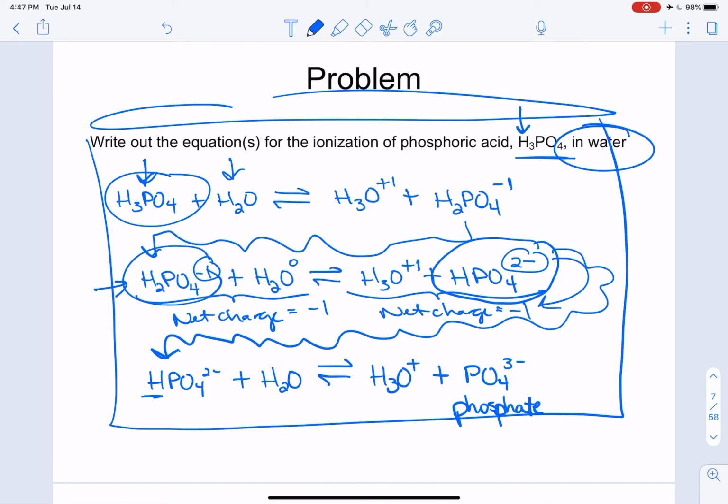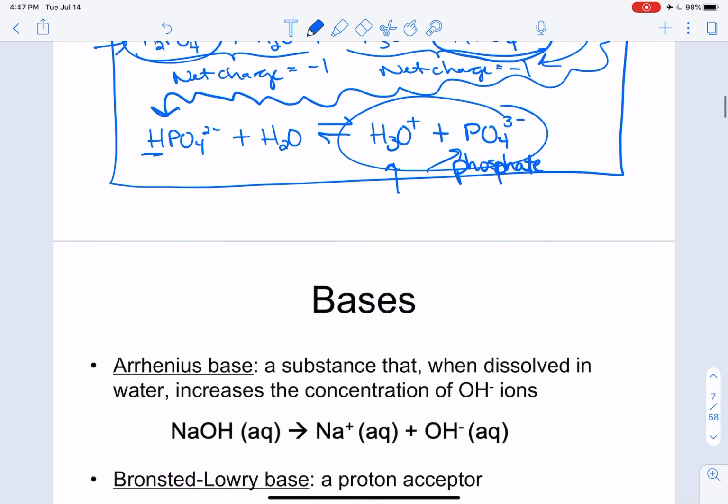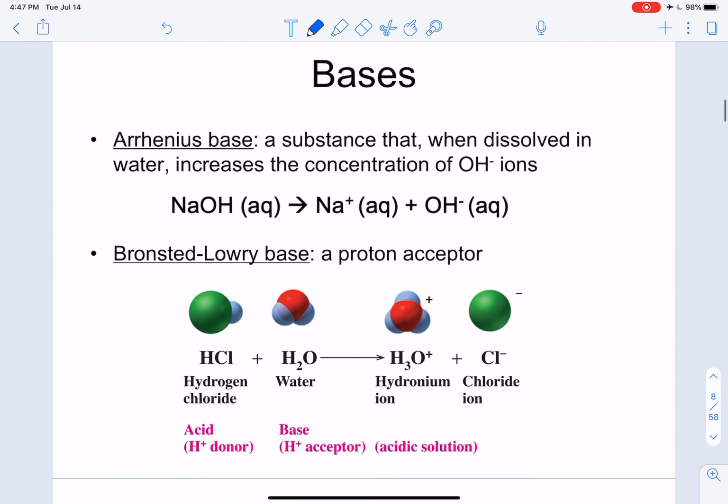Now, another little quirk here, you guys: it doesn't matter if you write hydronium first in the products or the other product. So I could have written PO4 3- first and then written plus H3O+. Doesn't matter at all. This reaction gives off these two products and they go swimming around in the beaker. It doesn't matter which order you write them in, okay? So there are the equations for our polyprotic acids. All right, on to bases.